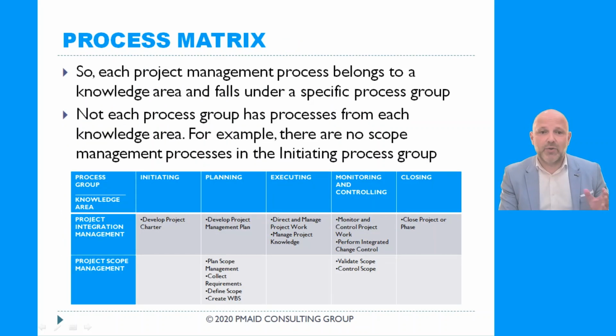This is just an illustration to show you that each project management process belongs to a group, to a process group, and to a knowledge area. Let's look at the first square, develop project charter. That's a process that belongs to initiating process group, and at the same time it belongs to project integration management. Not each process group has processes from each knowledge area. For example, as you can see in this picture, there are no scope management processes in the initiating process group. And we can do the same mapping for all the processes in project management methodology.